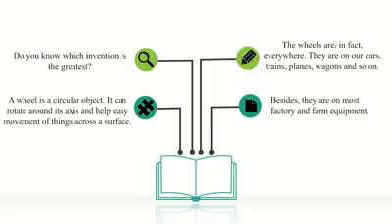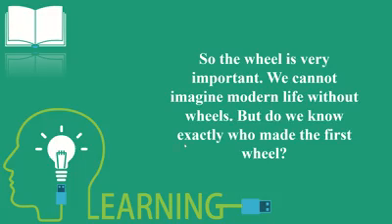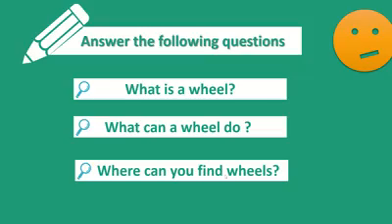The wheels are in fact everywhere. They are on our cars, trains, planes, wagons, and so on. Besides, they are on most factory and farm equipment. So the wheel is very important. We cannot imagine modern life without wheels. But do we know exactly who made the first wheel?